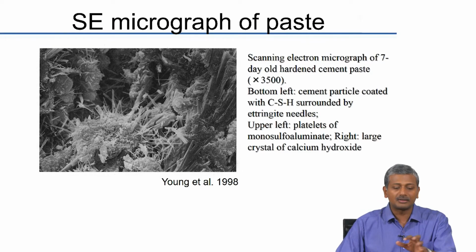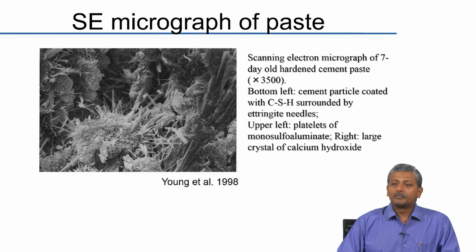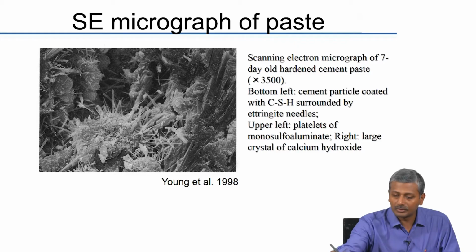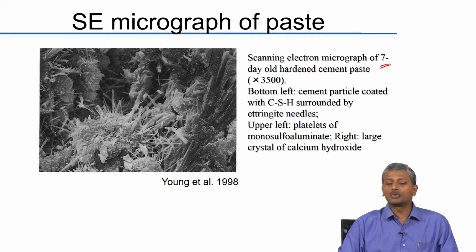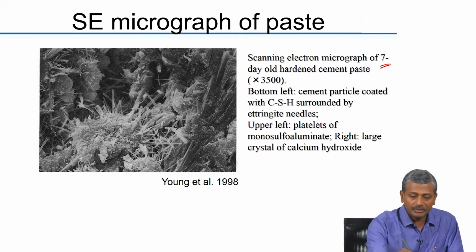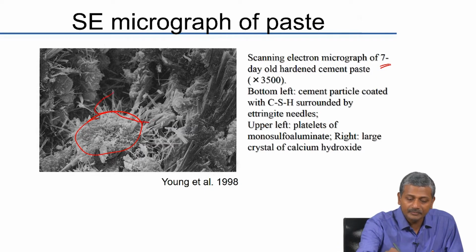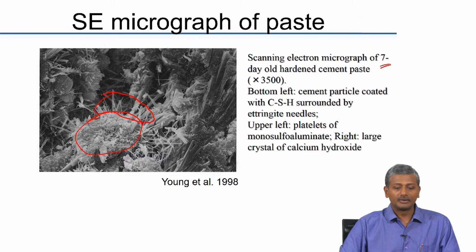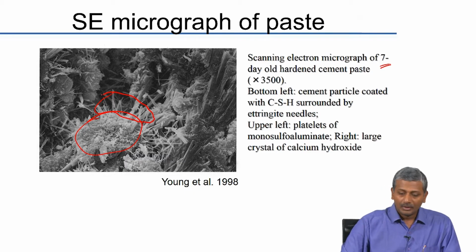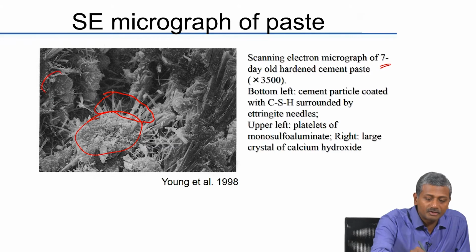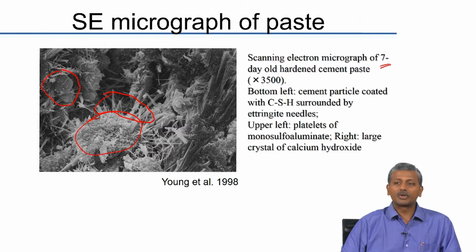This is a classic picture of cement paste, okay, at fairly early ages, 7 days old. This is scanning electron micrograph of 7 days old hardened cement paste at a magnification of 3500x. On the bottom left here, you see a cement particle that is surrounded by the fibrous network of CSH, as well as you see these needles, Ettringite needles. Okay, very clear evidence. Okay, on the upper left, you have these platelets of monosulphate. So you have needles of Ettringite and platelets of monosulphate.